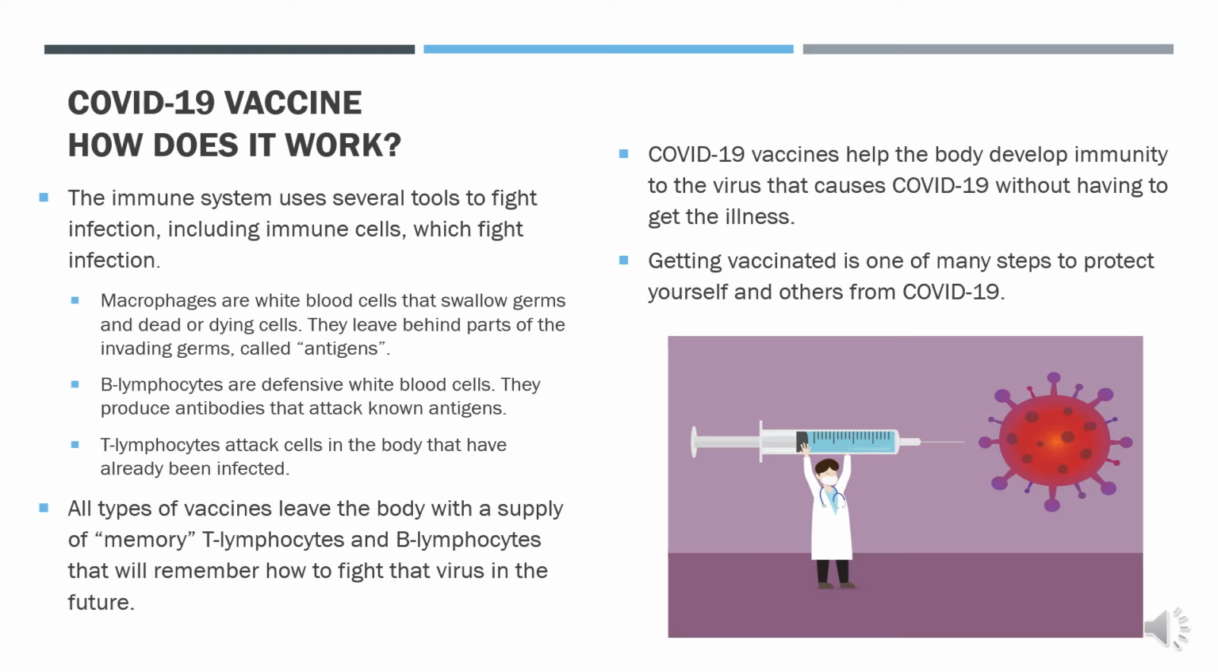The COVID-19 vaccine helps the body develop immunity to the virus that causes COVID-19 without actually having to get the illness, so you don't have to suffer through the sickness in order to get the benefit of the vaccine. And it's one of the many steps that can help protect you and the people around you from getting COVID-19.